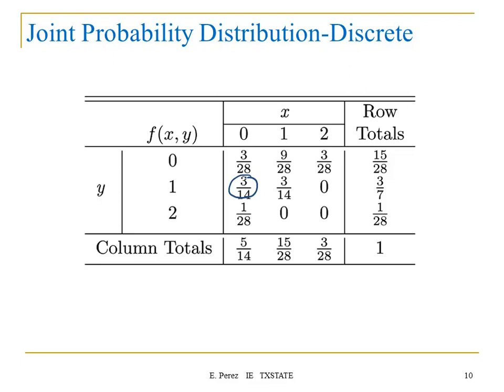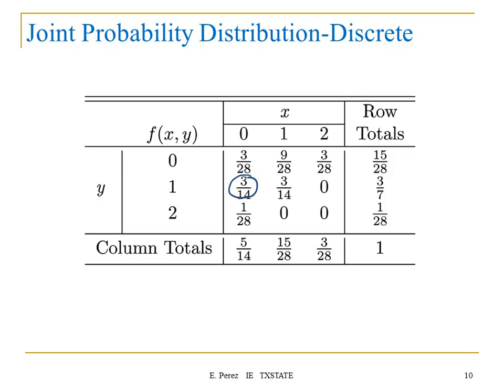If you repeat the process for each one of the combinations, then you should be able to get 3 over 28 for 0, 0, 9 over 28 for 1, 0, and so on. Okay? So these are the probabilities for each independent outcome.